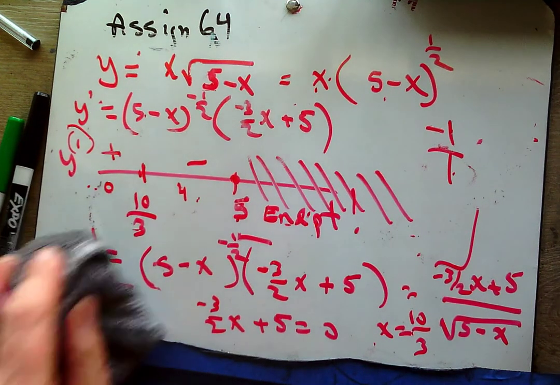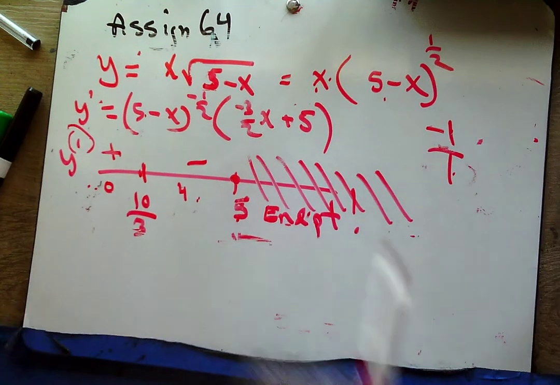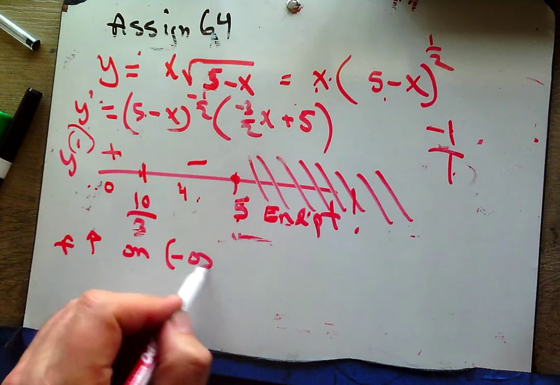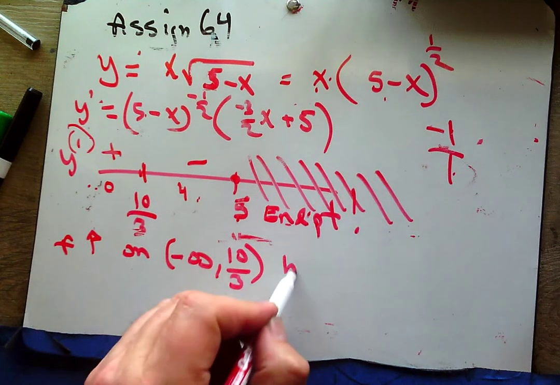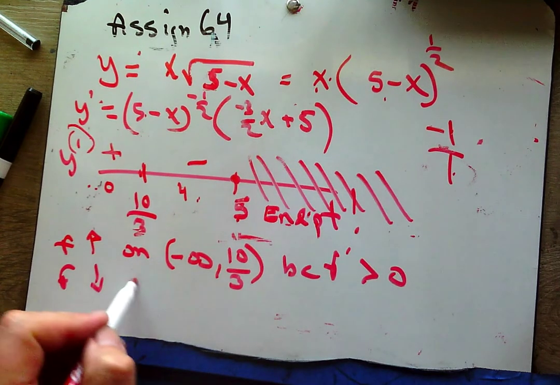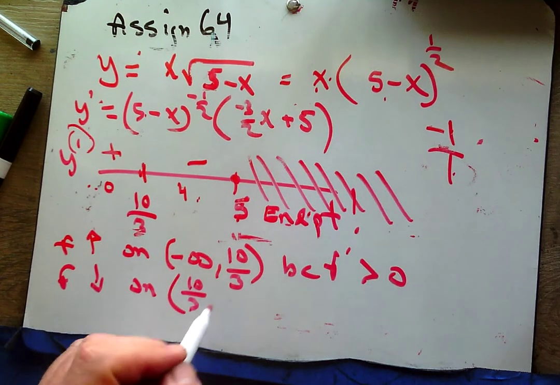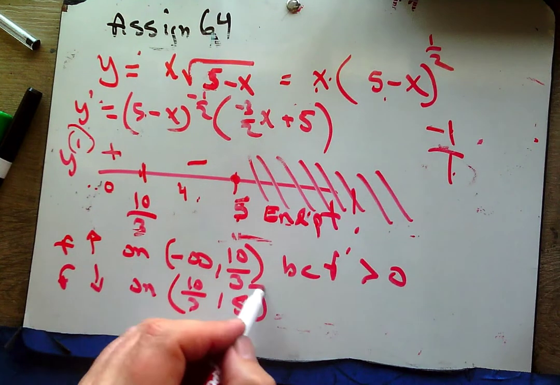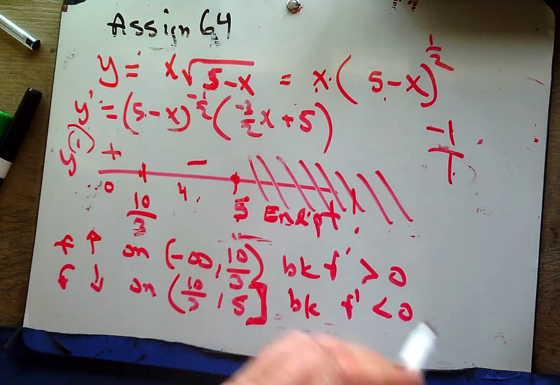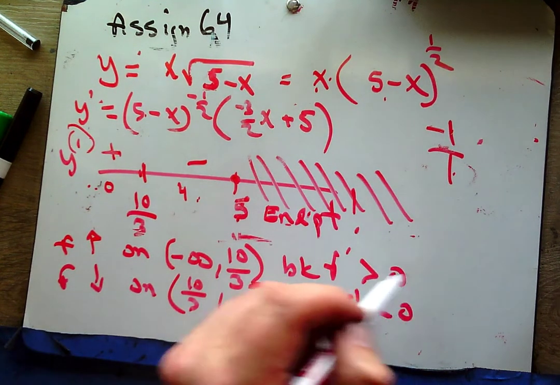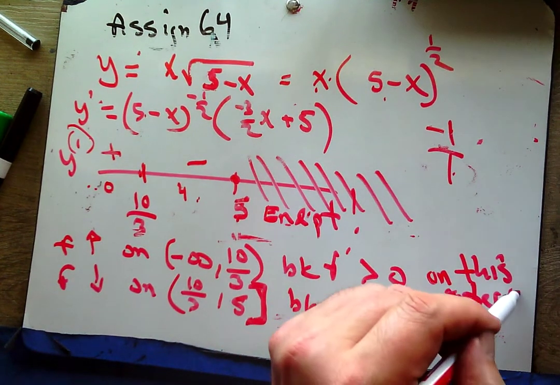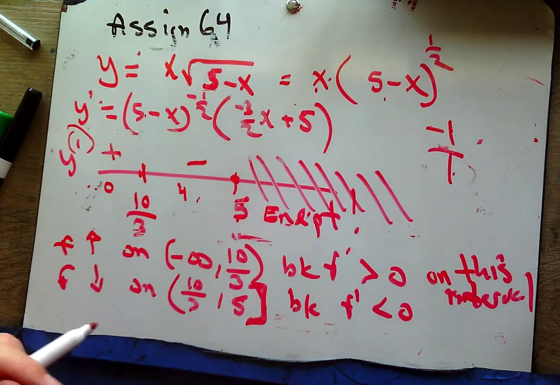So I know some stuff now, right? I know that f is increasing on negative infinity to 10/3 because f prime is greater than 0. And I know that f is decreasing on 10/3 to 5, endpoint, because f prime is less than 0. And I probably want to say on this interval for both of these. Okay. What about maxes and mins?